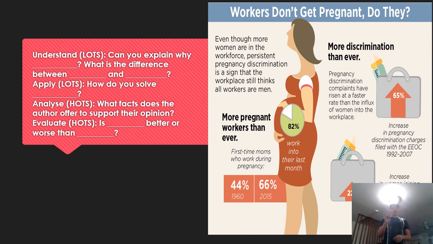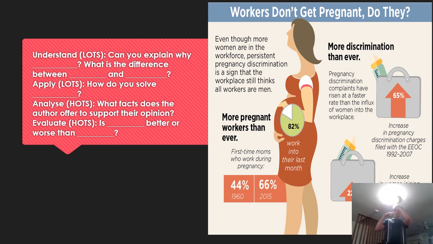So it says first-time mums who worked during pregnancy: 44% in 1960 and 66% in 2015. So women are now more likely to work after getting pregnant than they were from the 60s to 2015. That is a 55-year gap in time. It's quite a lot of time. But now, because of that gap, we've been seeing a lot more rise in statistics.